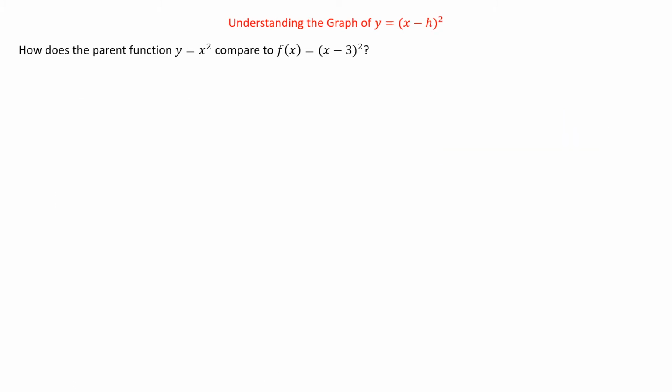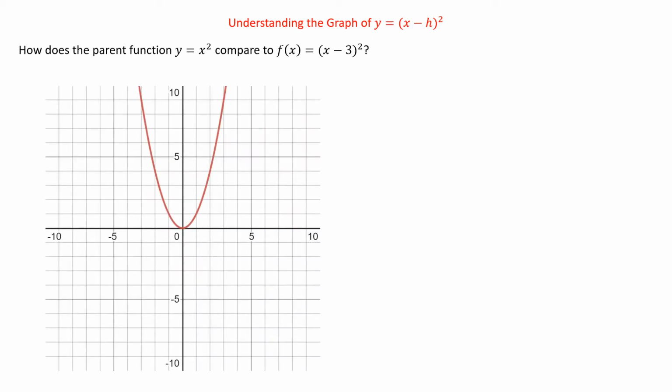All right, how about we look at that minus h in the middle. We're going to compare y equals x squared to f of x equals (x minus 3) squared. What's this going to do? Well, that k moved it up or down. This one, where we're doing it to the x value, is going to move it over.